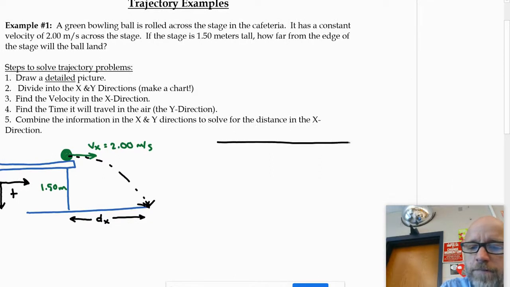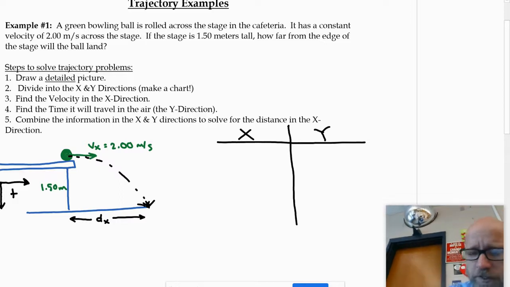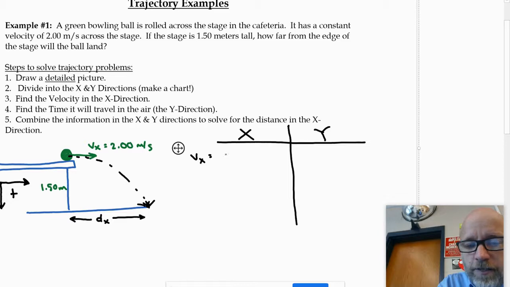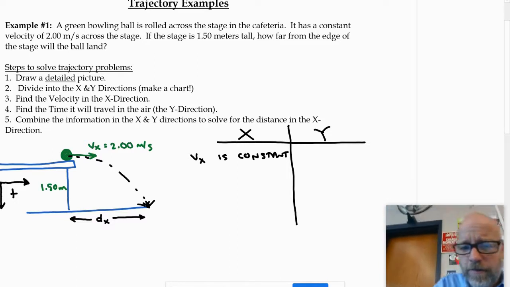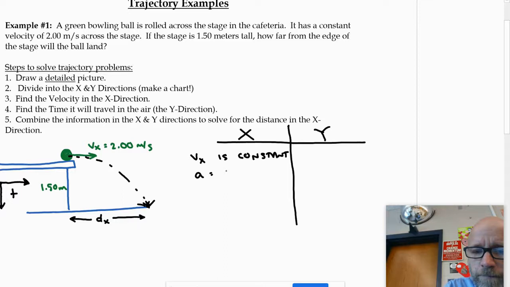So let's do that. Now, this part seems easy, but there's some important points here, so listen up. In the X and Y directions, let's talk about a couple things. In the X direction, does the velocity change? No, it doesn't. In the X direction, the velocity is constant. Okay, good. If the velocity is constant, what's the acceleration? Yeah, the acceleration is going to be 0. Duh, because it's moving at a constant velocity. The distance in the x direction, that's what we're going to try to find. And the time it's in the air for?